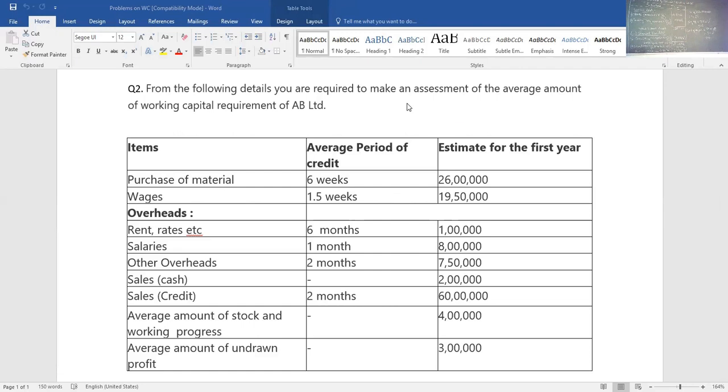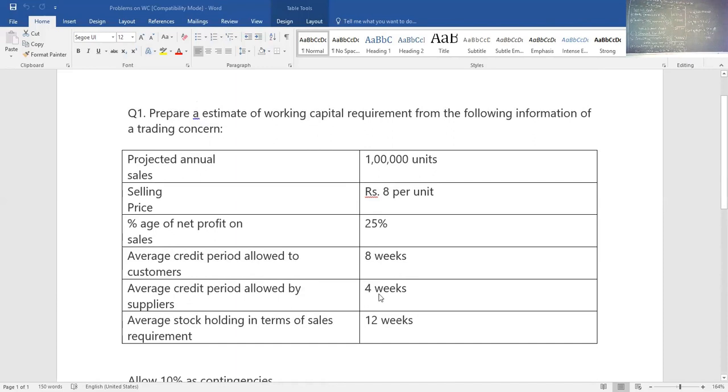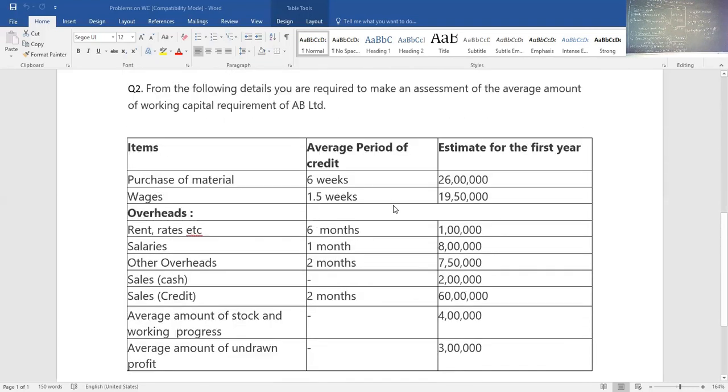Ma'am, is it number of units? No. Number of units is not at all given here and we don't require it also because they have given us the total amount for each and every item. But here if you see, for creditors we didn't know the amount, for debtors we didn't know the amount, for stock we didn't know the amount. Therefore we took number of units multiplied by the cost. But here we don't require the number of units nor the per unit cost because for each item, whatever is the cost incurred, they have already given us.